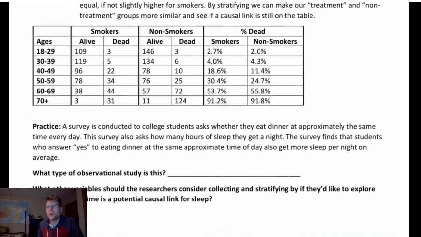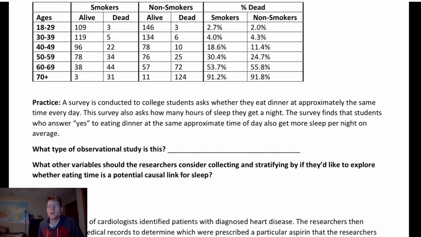All right, so let's go ahead and practice here. We're going to read two different prompts, and we're going to identify which type of observational study is being described here, and what other variables the researchers should consider collecting and stratifying by if they'd like to identify a possible causal link, or at least explore that possibility.